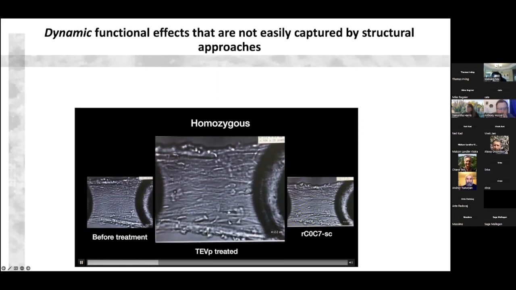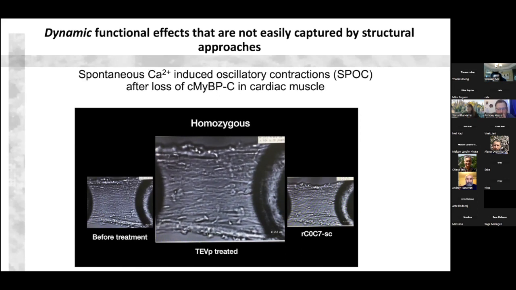And these are activations at the same level of calcium. And what you get are these spontaneous oscillatory contractions. And so now with our 3 mouse models, we've seen this in all 3 mouse models, and it's consistent and reliable. And it's actually one way we verify the phenotypes of our mice, because this occurs.